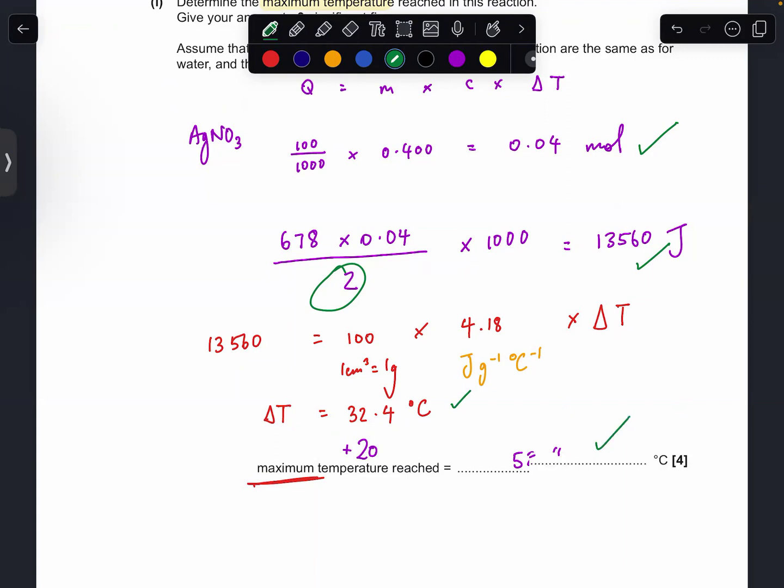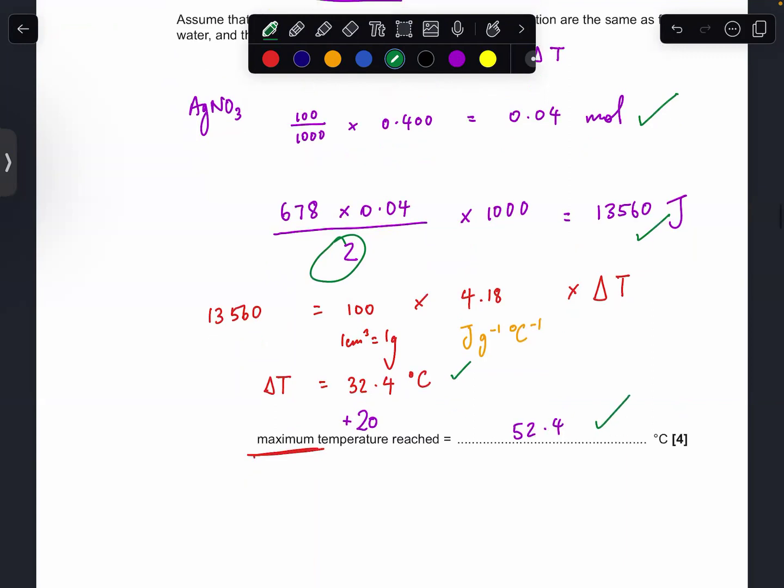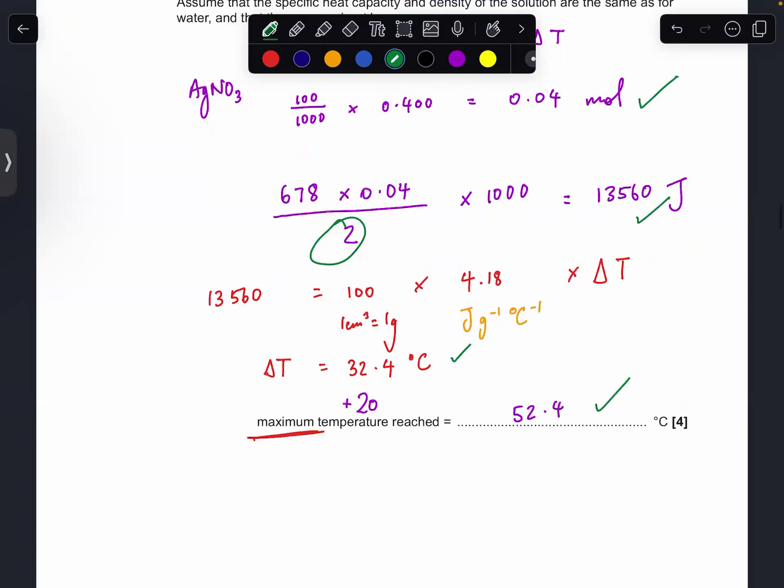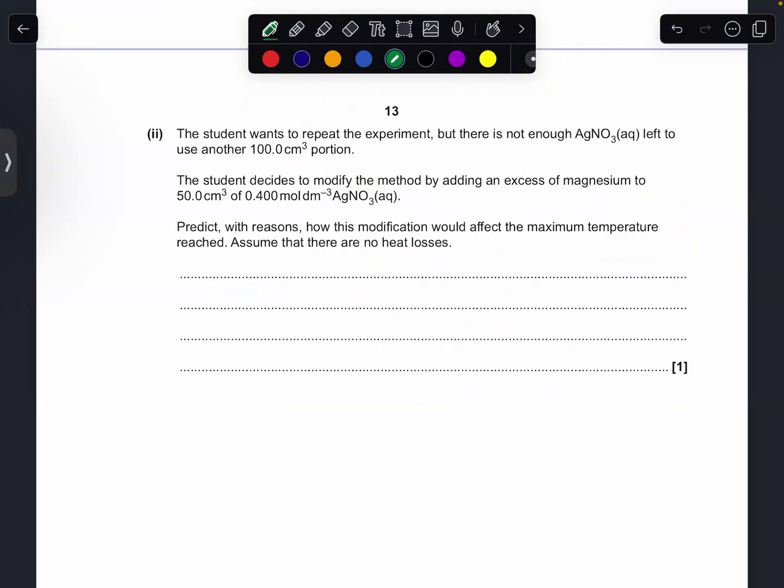Moving on. This is an interesting question. The student wants to repeat the experiment, but there's not enough silver nitrate. So the student decides to modify the experiment, again adding excess magnesium, but half the volume, same concentration, but half the volume. So you see, if there's half the volume of the same concentration, let's do Q equals M times C times delta T. How would it affect the maximum temperature?